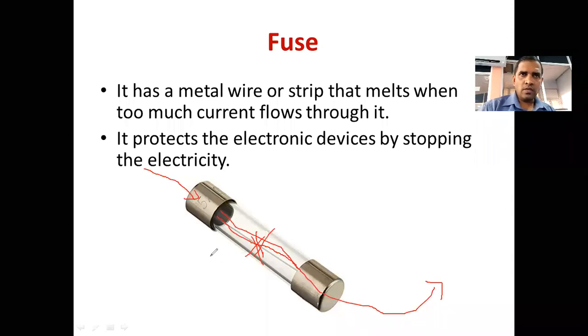So a fuse is something different from a surge protector. A surge protector controls the electricity and supplies that restricted electricity to your computer. But the fuse itself burns, right? It burns and destroys itself, right? So when the power is increased, immediately it burns out, right? So by burning itself, it protects your computer system, right? So this is a fuse.